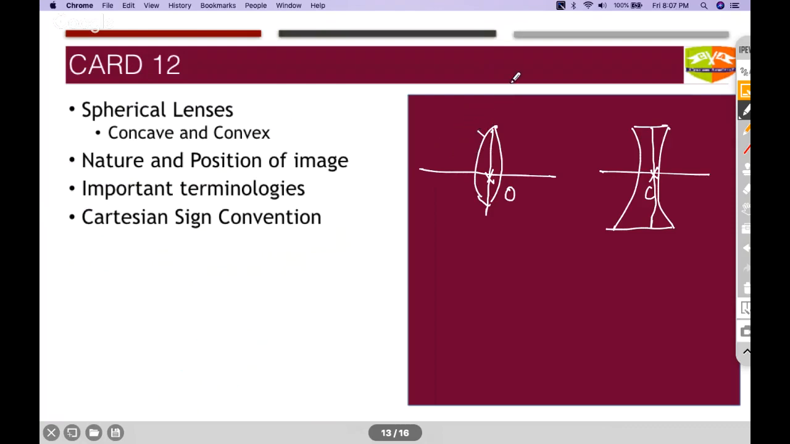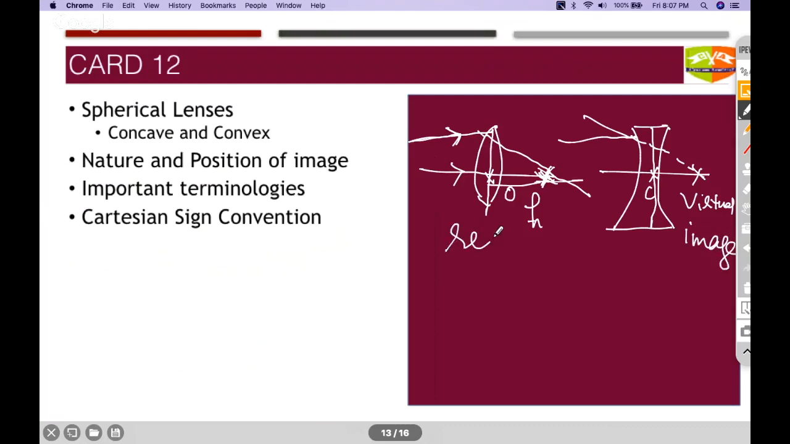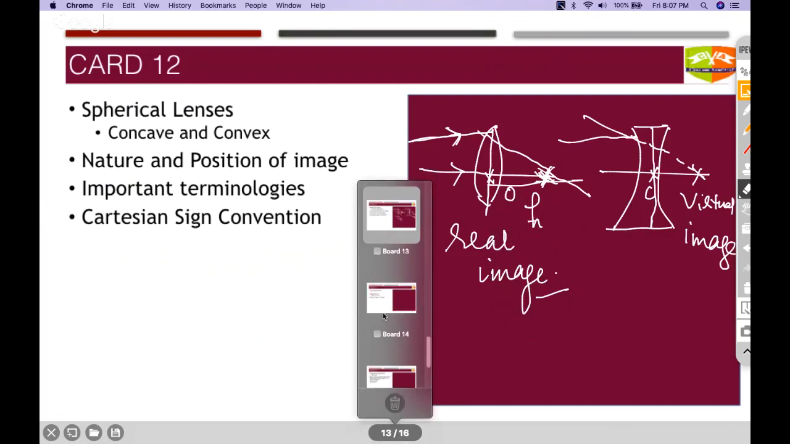Now a line parallel to the principal axis will go through the focus, so this particular distance becomes your focal length. Here it will appear to be going from the focus. So again, the virtual image and real image situation, which we already discussed in the case of mirrors. Cartesian sign formula and important terminologies would be the same as in mirrors. If it is different somewhere, I will discuss that for you.